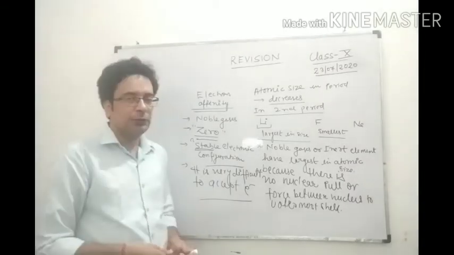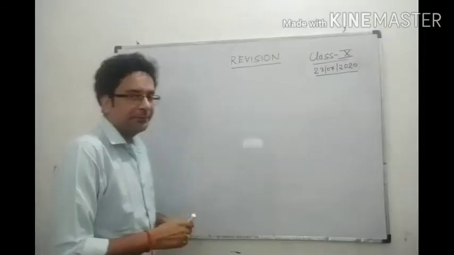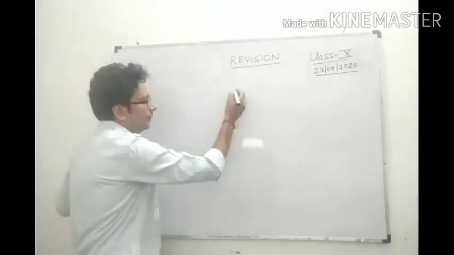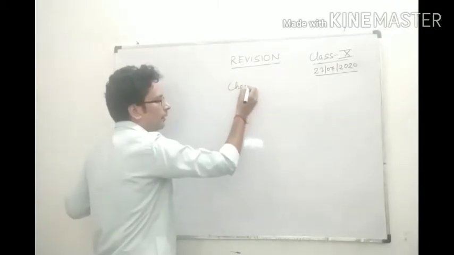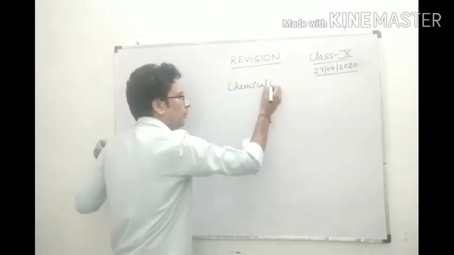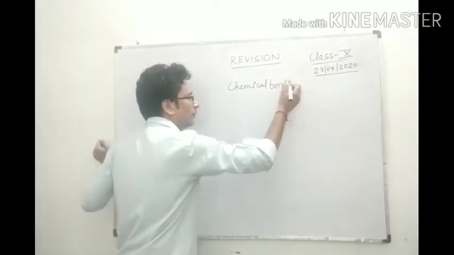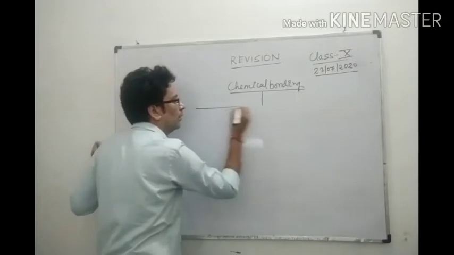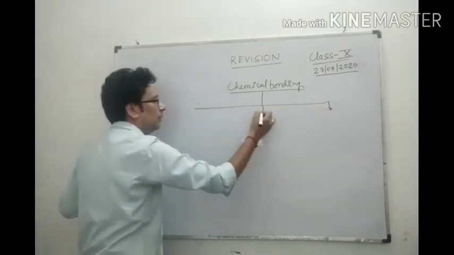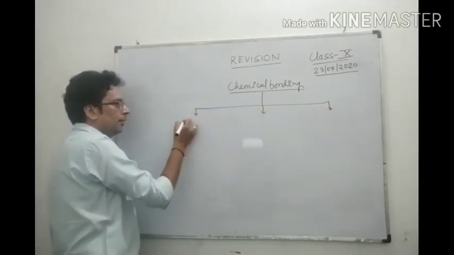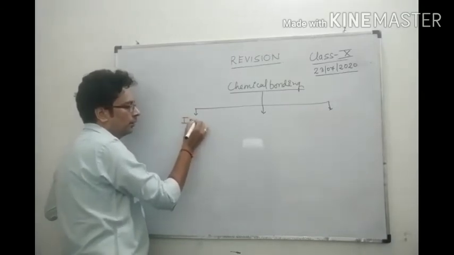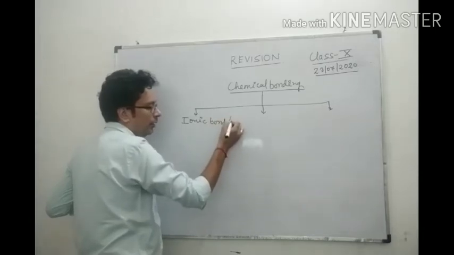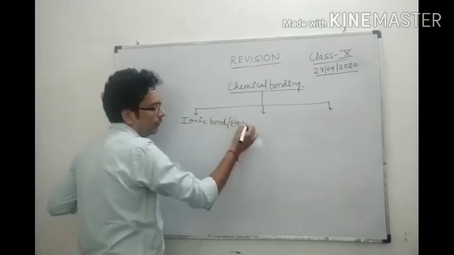Now next we are going to discuss chemical bonding. Now all of you know there are 3 types of bonding. Chemical bonding. First, ionic bond or electrovalent bond.